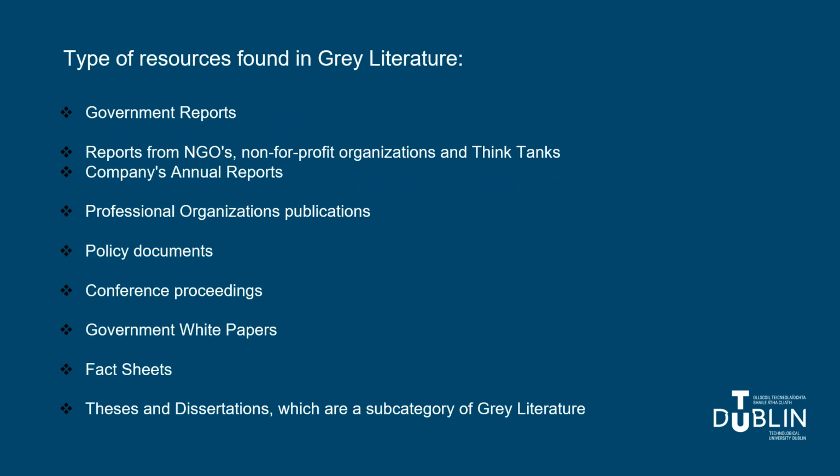As we said before, grey literature refers to many documents and publications issued by different types of organizations. The type of documents can be varied as well, from government reports and policy documents to NGOs' reports, country profiles issued by NGOs, for instance, conference proceedings, and even theses and dissertations fall under the scope of grey literature.